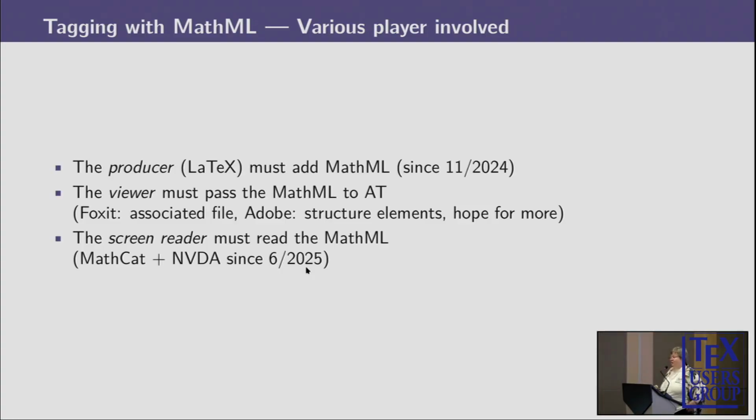And then naturally the screen reader, when it gets the MathML, must do something with it. This now works since June this year. The newest NVDA version takes the MathML and uses the MathCAT library to read it. And now we actually have a workflow, demonstrated by Frank, that shows that math can be read in a sensible way. But this is only since June, so we are new.